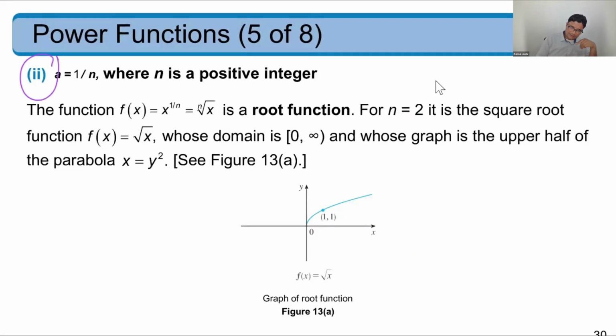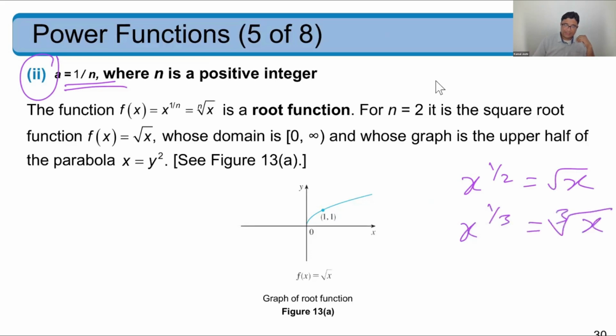Second case, what if the exponent is a fraction? Okay, so some things here like x to the half is square root of x. X to the 1/3, laws of exponents, right, is cube root of x, and so on. So they end up becoming root functions. When the power is a fraction, these are root functions. Okay. This is the square root function. And root functions again have some interesting properties. Okay.